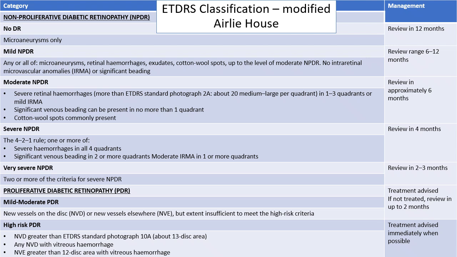We are presuming that there is no macular edema here. If there is coexisting diabetic macular edema, then you have to review the patient monthly to 2 monthly, irrespective of the stage of diabetic retinopathy. As we will be discussing in subsequent slides, diabetic macular edema can be present in any particular stage of diabetic retinopathy, and then your management also changes.